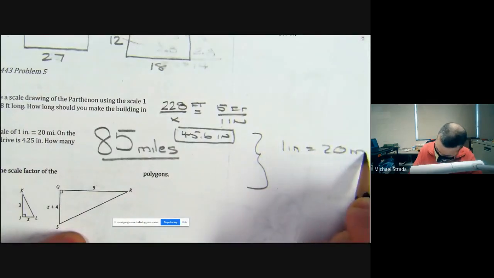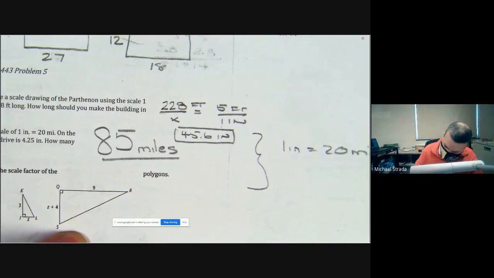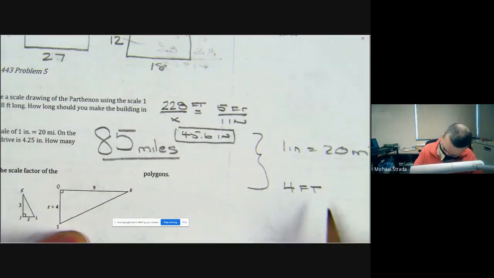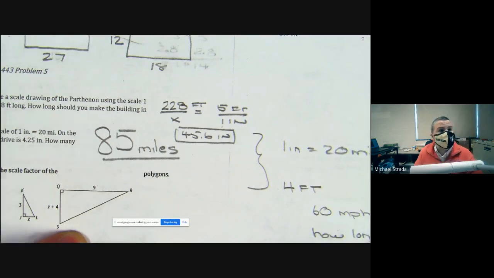All right. And we would say something like it is 4 feet on the map between the two cities, and they're going to drive 60 miles per hour. How long will it take for the trip? Something like that, where we're combining things. All right.